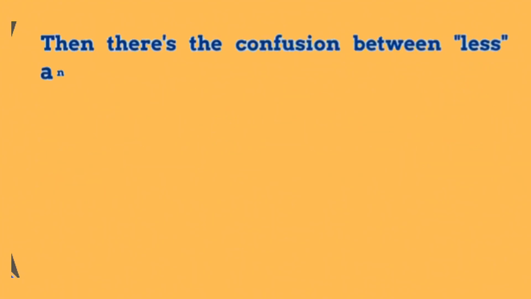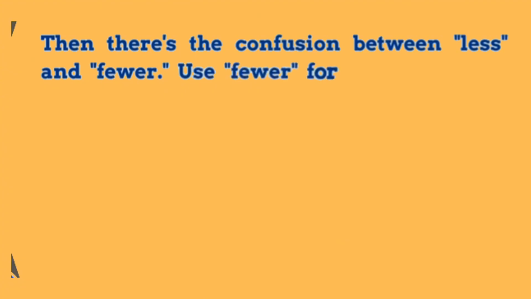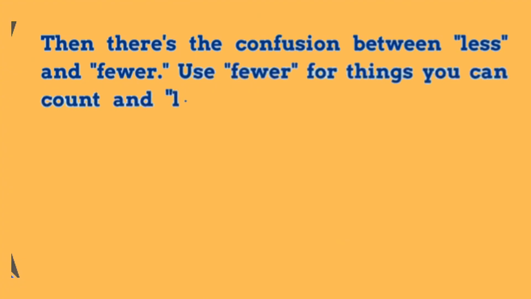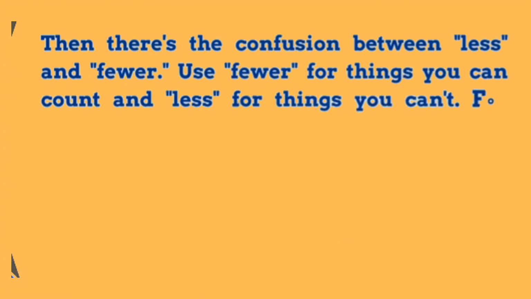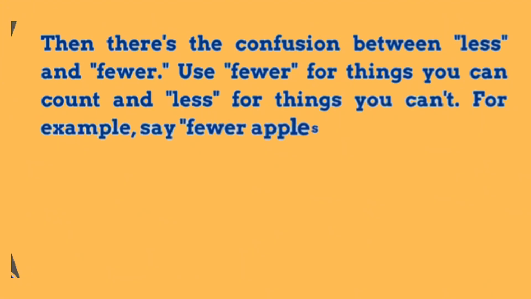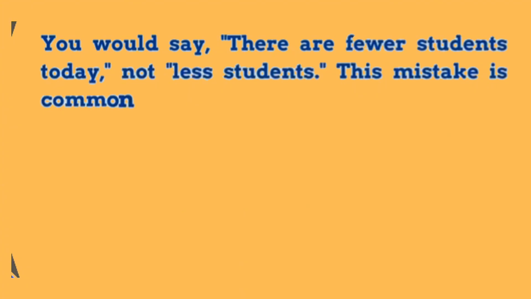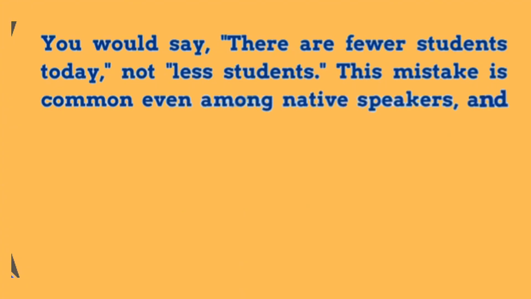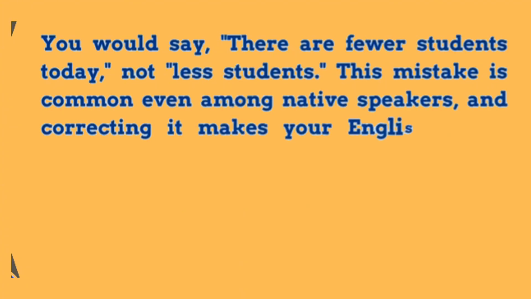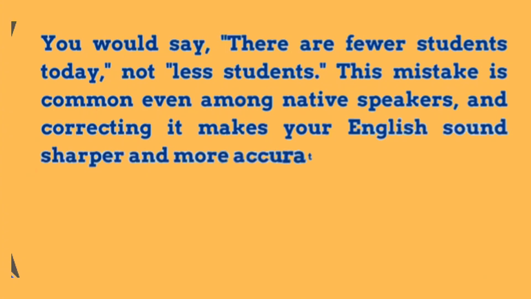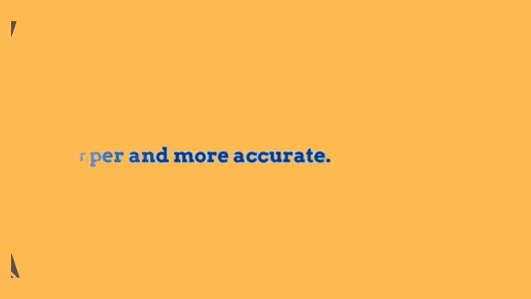Then there's the confusion between less and fewer. Use fewer for things you can count and less for things you can't. For example, say fewer apples, but less sugar. You would say, "There are fewer students today," not "less students." This mistake is common even among native speakers, and correcting it makes your English sound sharper and more accurate.